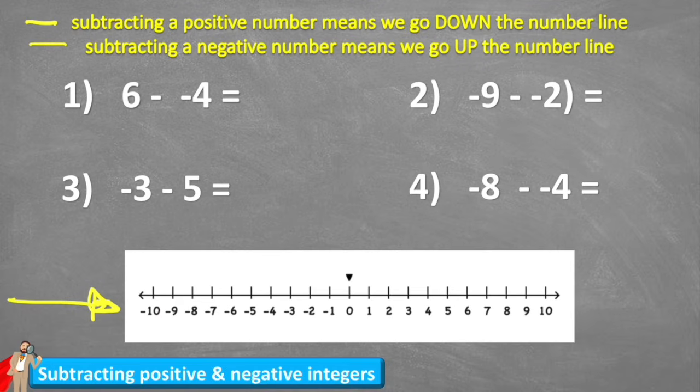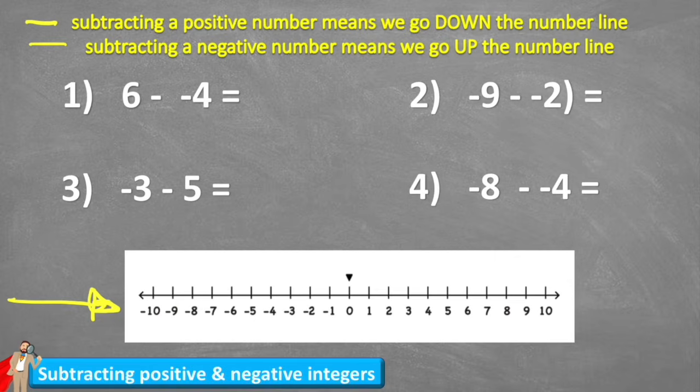First one says subtracting a positive number means we go down the number line. That makes sense, doesn't it? If we subtract a normal positive number, we will go down the number line. But then it says subtracting a negative number means we will go up the number line. And that's what's going to be a little bit confusing to understand today. So let's have a look at question 1.